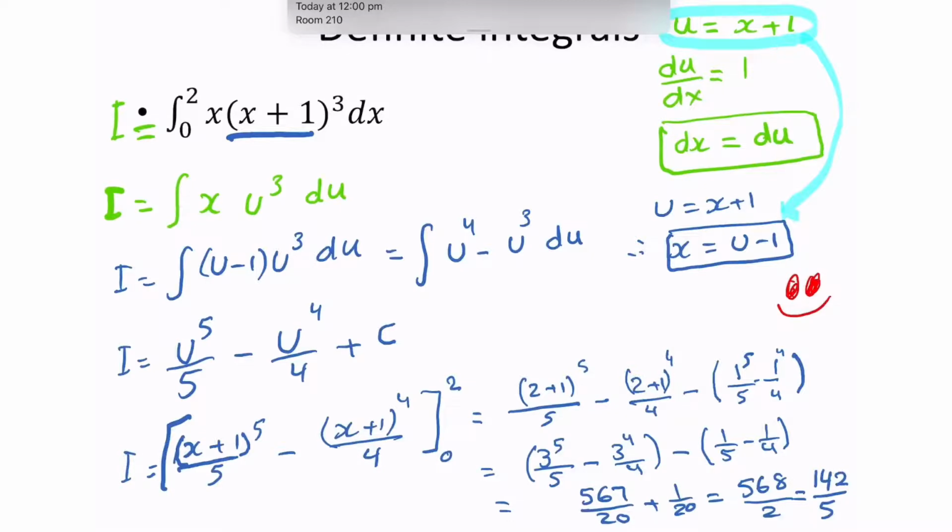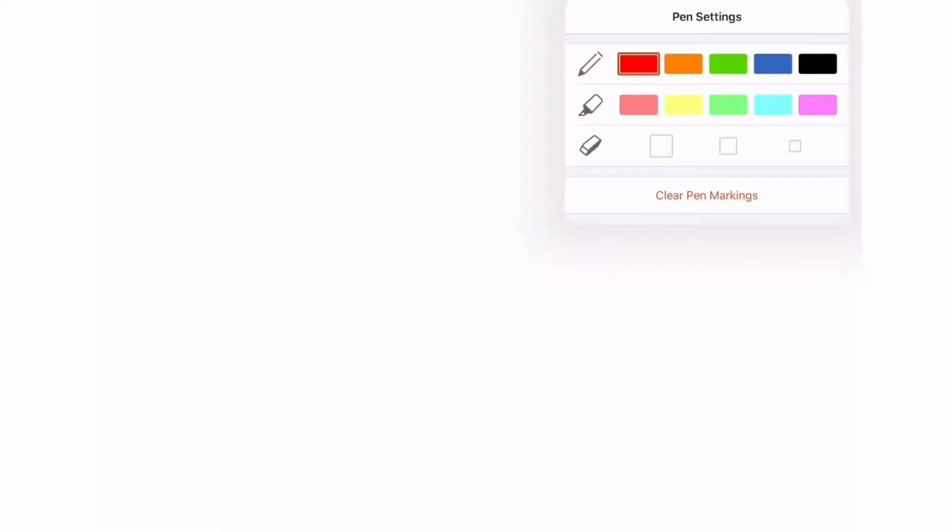So that's, as I said, one of the methods. I'm just going to do the other method for you. It's the same question, but with the other method. So let's write the question here: the integral from 0 to 2 of x times (x plus 1) to the power 3 dx.